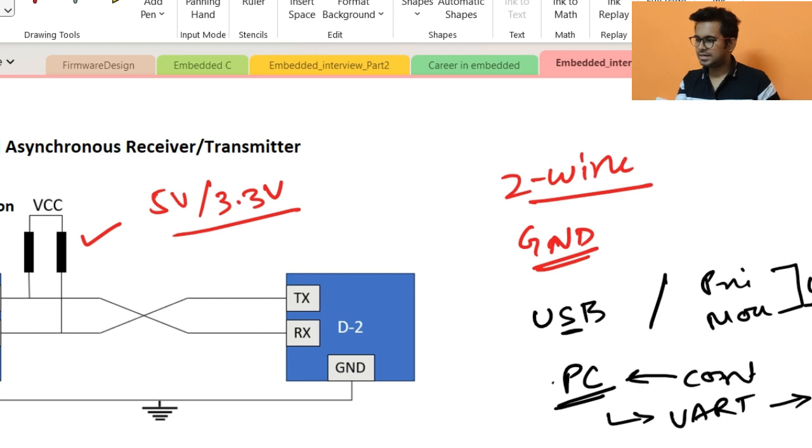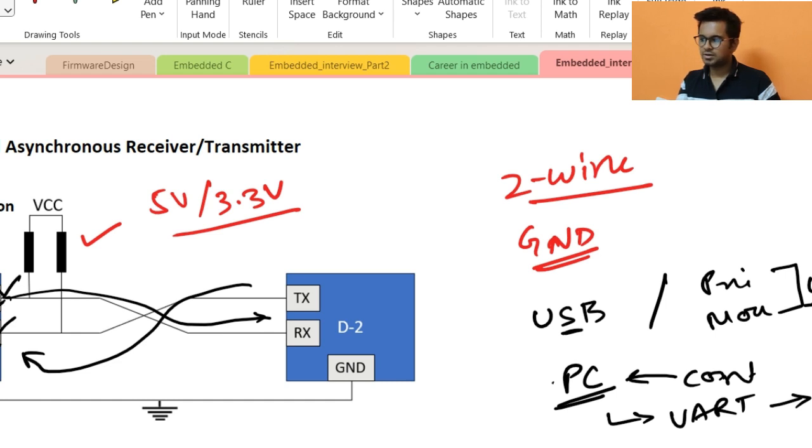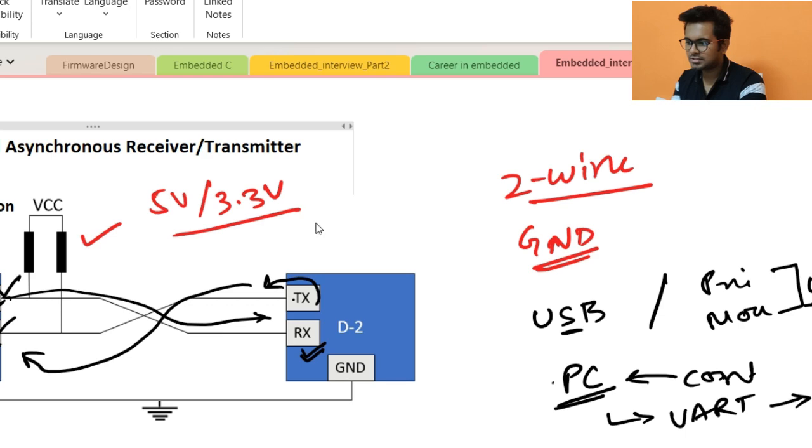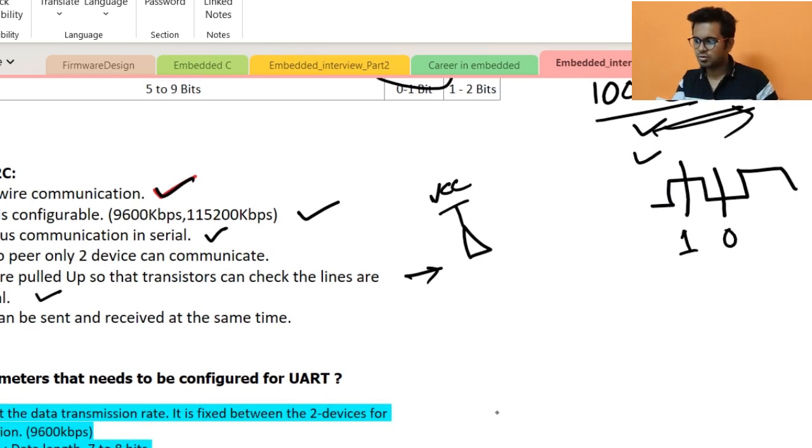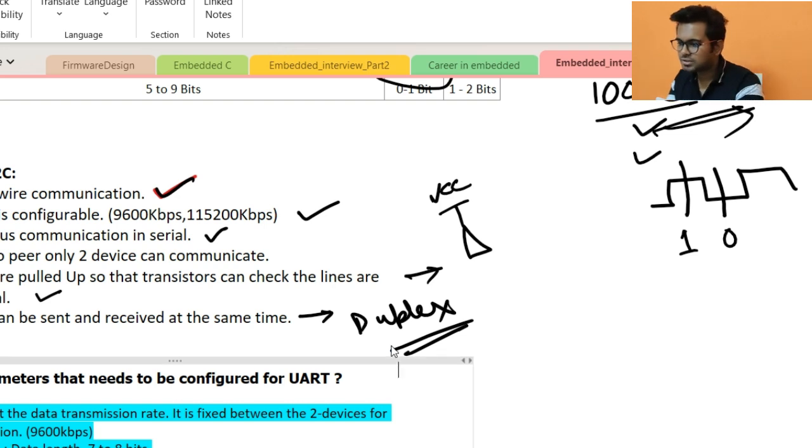So there is a dedicated line for TX and a dedicated line for RX. So when D1 is transmitting some data, D2 also can transmit data, because in D1 this RX line is free. It doesn't matter if TX is transmitting or not. Similarly, on this side, when RX is receiving some data, TX can also transmit data. So here transmission and receiving can happen at the same time, and that's why this is also called duplex communication. Okay, I hope this is clear.